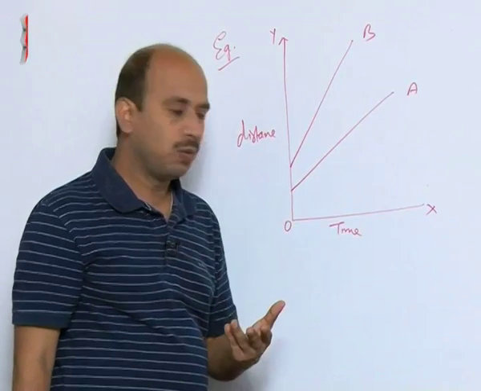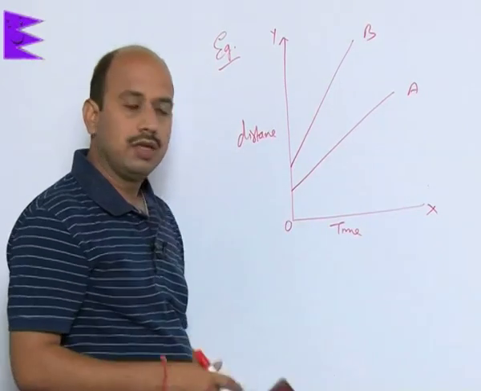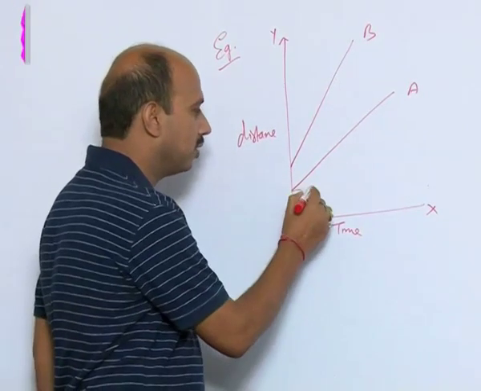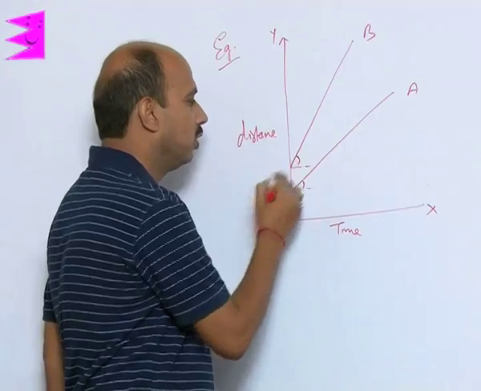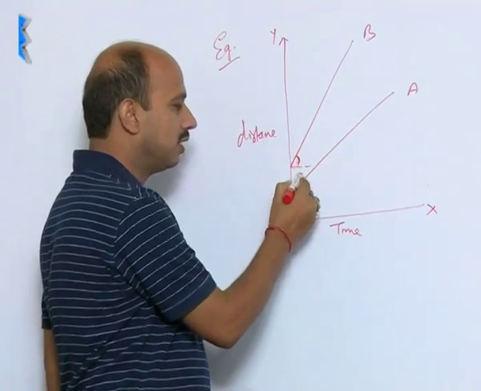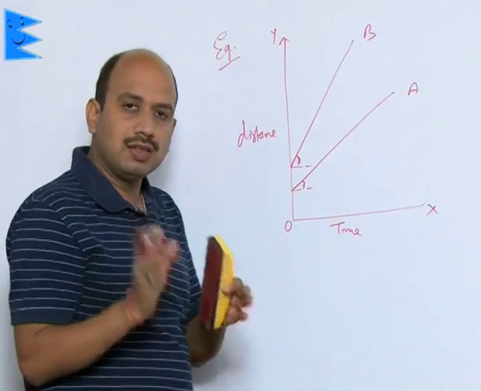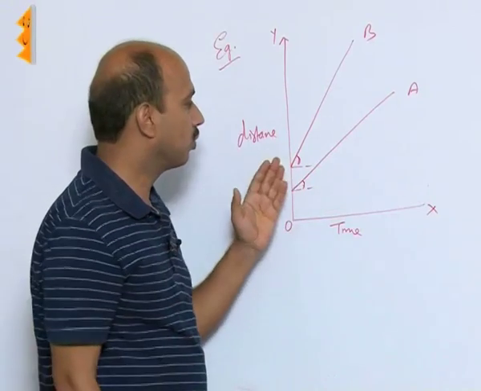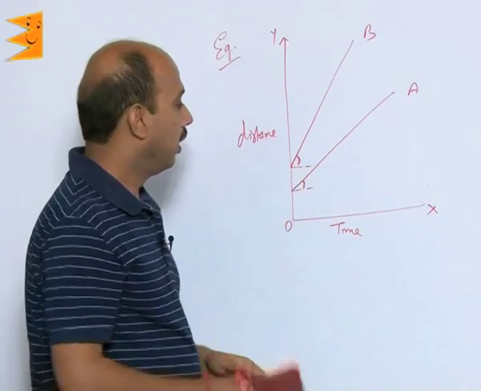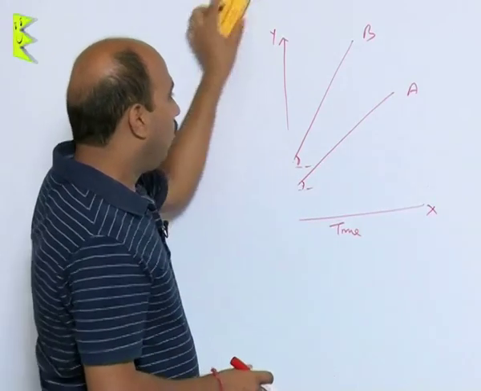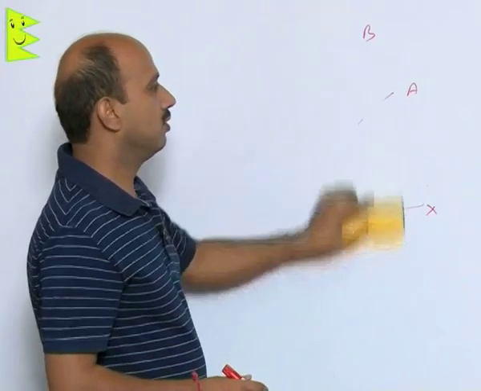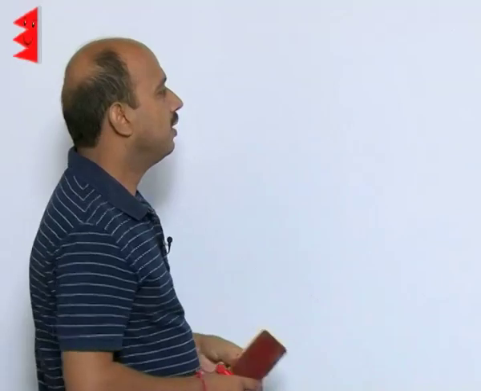We can check the slope just by seeing the angle. If you draw the angle with the x axis here and here, you will find this angle is greater than this. So, just by seeing the angle you can tell which object has greater speed. Now, in all these examples whatever I am discussing, just by seeing the graph you have to tell which object has greater speed and which object has slower speed.